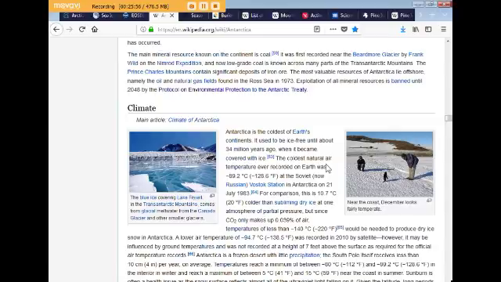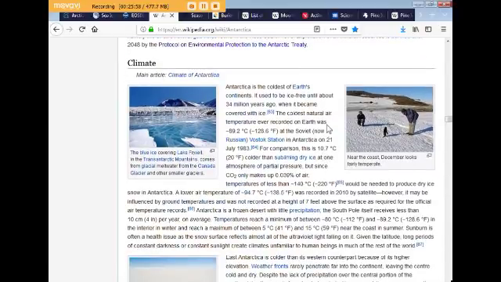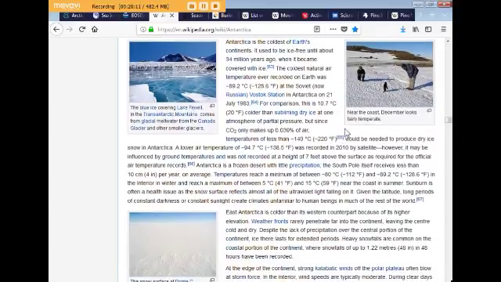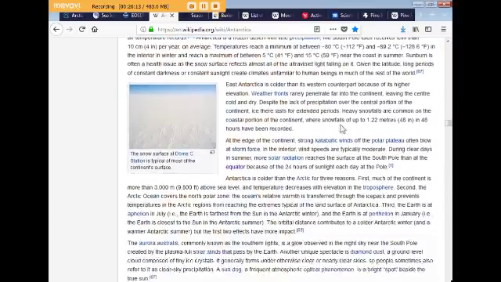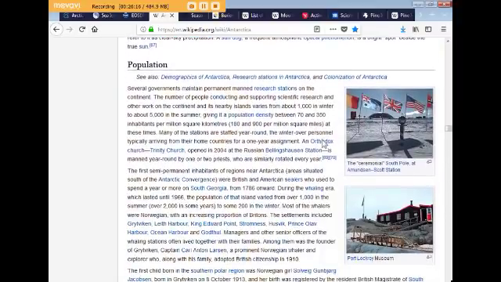So, here's your climate. It's the coldest continent. It used to be ice-free until about 34 million years ago, when it became covered with ice. And there are certain penguins that live down there. The population. Oh, I'll show you that in a minute.